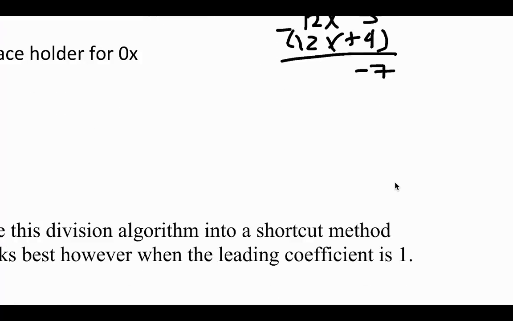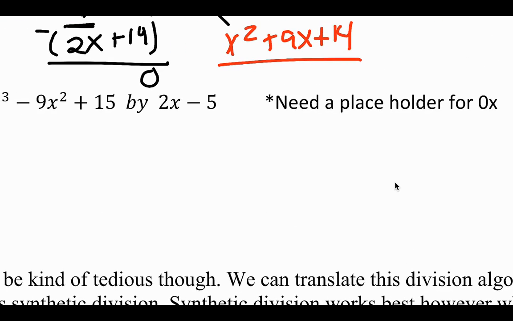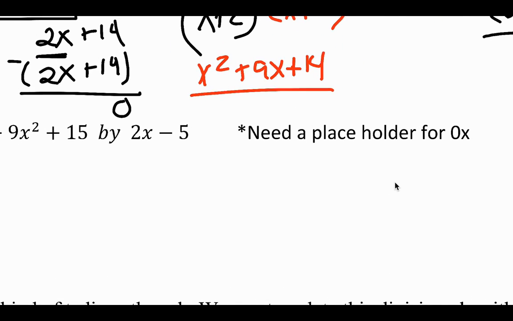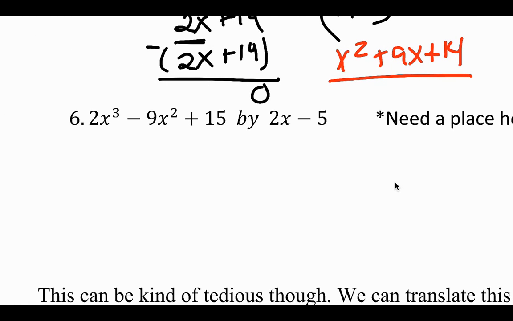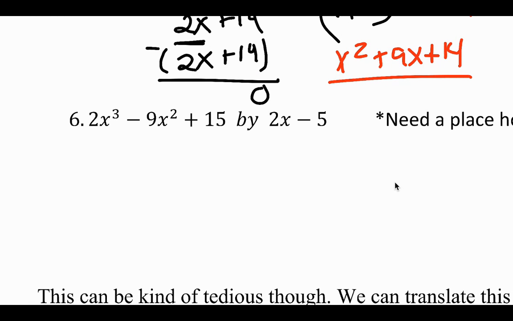We have 2 more on here, and one more on here, and I want to show you what I mean by a placeholder. A placeholder is just because we want our degrees to go down in descending order, 3, 2, 1, 0. Sometimes it's possible to divide without one, but it never hurts to have one, and other times we get it completely wrong if we don't put that placeholder in there.